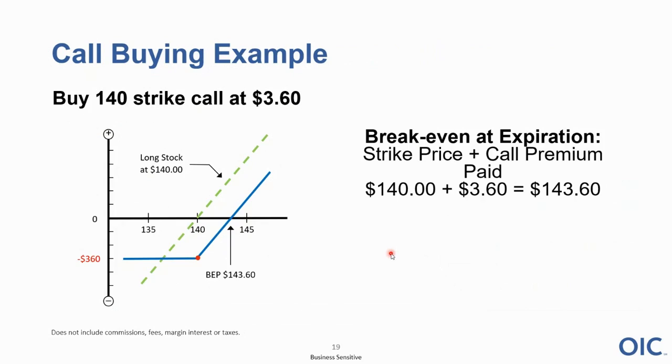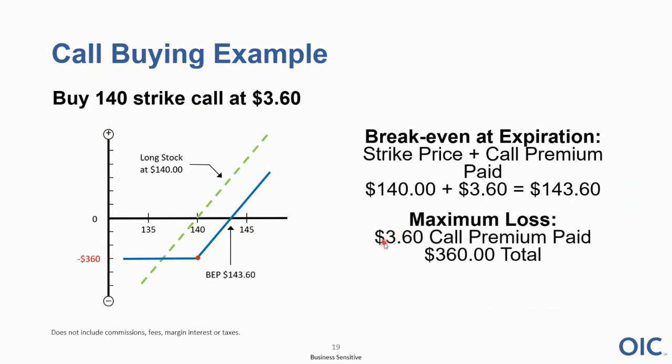So our maximum loss is simply going to be the premium that we pay. When you buy options, the most you can lose is what you put into it. That is known as the premium. So the premium is the maximum loss when buying options. When you're selling options, the premium represents the maximum gain of that contract.